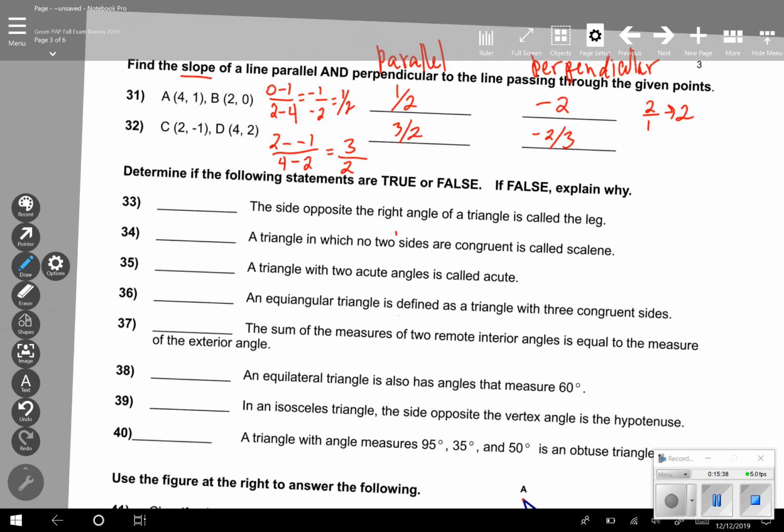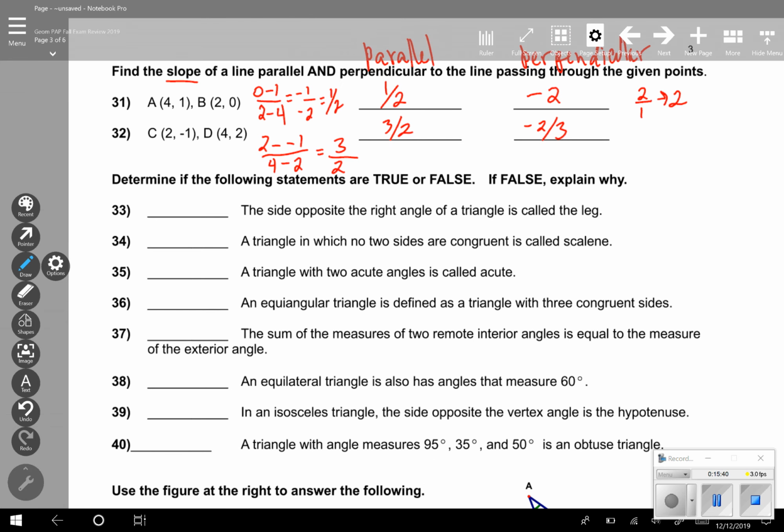All right, it says, determine if the following statements are true or false. If false, explain why. The side opposite the right angle of a triangle is called the leg. Okay, false. It is called the hypotenuse. So you have a right triangle. The side opposite right there, that's your hypotenuse.